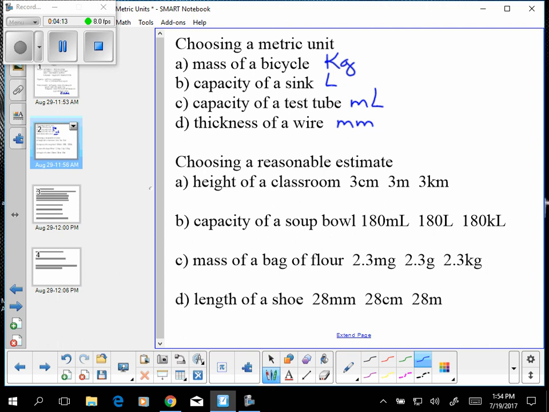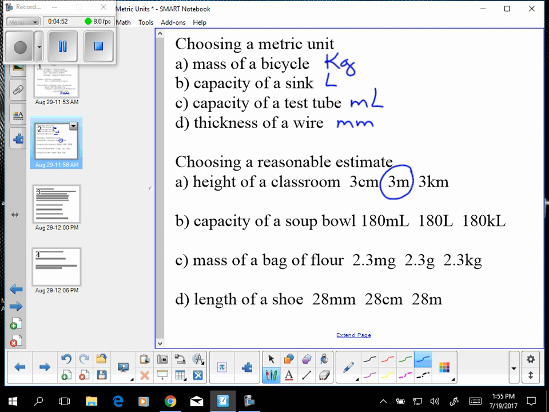One of the other activities or assignment parts that they're going to ask you to do is choosing a reasonable estimate. We're going to talk about the height of a classroom from the floor to the ceiling. Okay, 3 centimeters. 3 little fingers, is that how tall a room is? 3 meters, which is from the doorknob to the floor, which is roughly about 9 feet because a meter is a little more than 3 feet. Or do we want to go with 33 football fields? Well, that's not going to make sense either. So the middle one, 3 meters, makes a lot more sense.